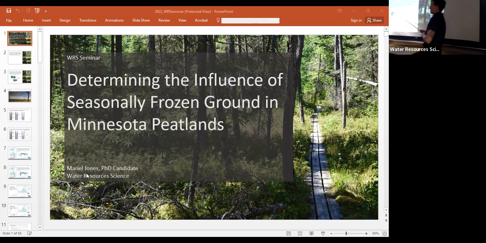Should I use the little stick? I don't actually know whether anyone online can see me with the stick, so maybe I'll use the little laser pointer here.